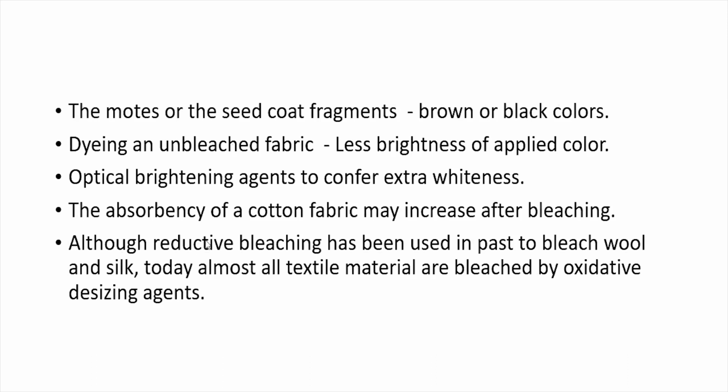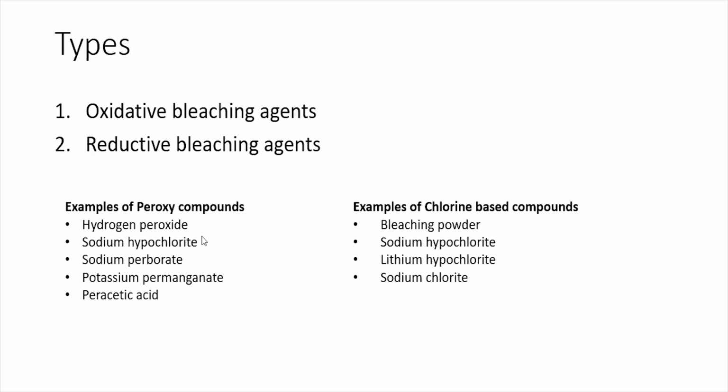Reduction bleaching and oxidative bleaching are there to bleach the fabric. Previously they used reduction bleaching for silk and wool fibers, and nowadays almost all the fibers are bleached with hydrogen peroxide. That means oxidative bleaching. So they are not going for reductive bleaching. Most of the cases they are going for oxidative bleaching. And types of bleaching, so there are two types. One is oxidative bleaching agent, and another one is reduction bleaching.